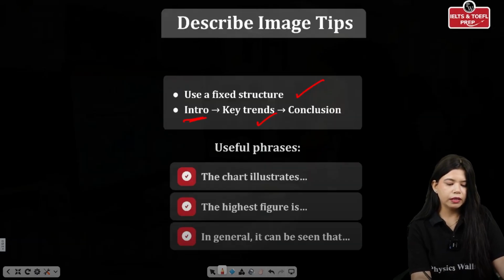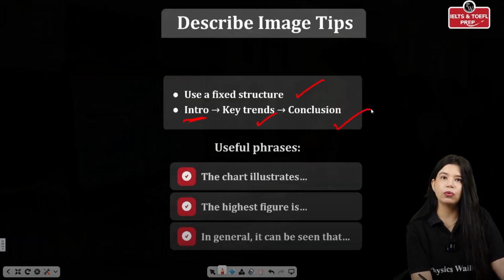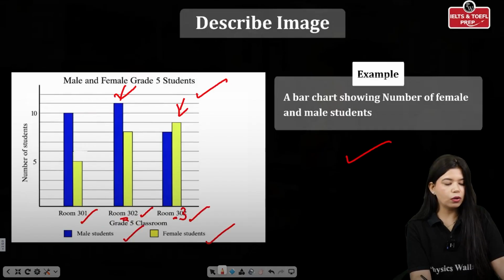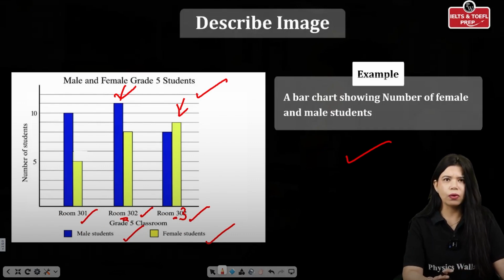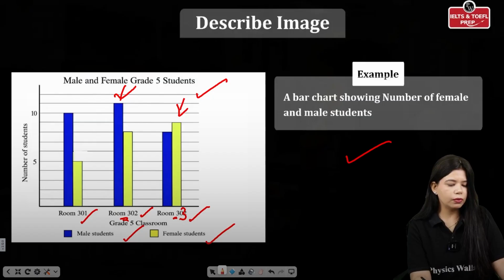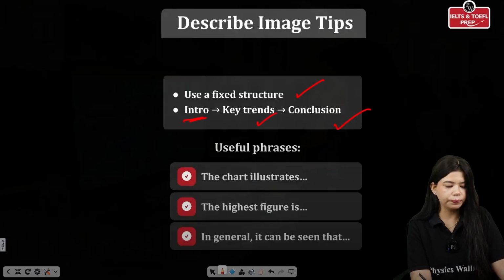Moving on, then in the end you need to include conclusion also. In conclusion, we can say that the number of male students is higher than female students overall, right? So that is something that we can include in our conclusion.